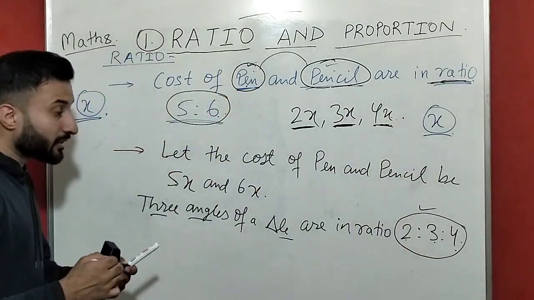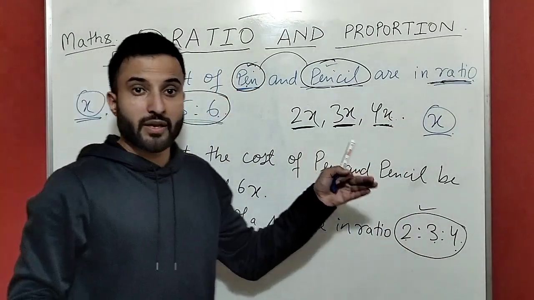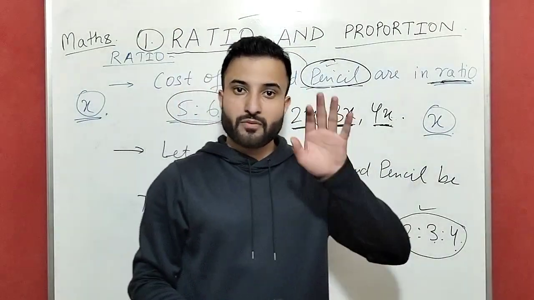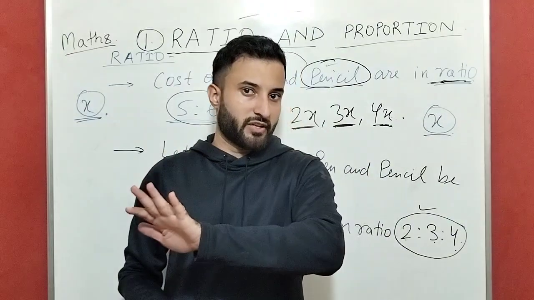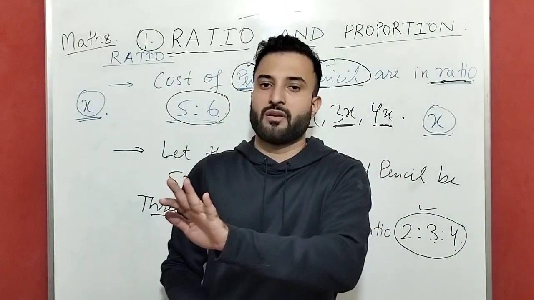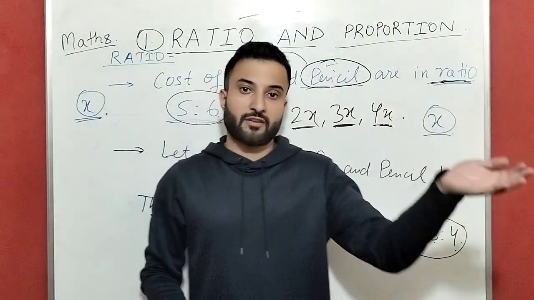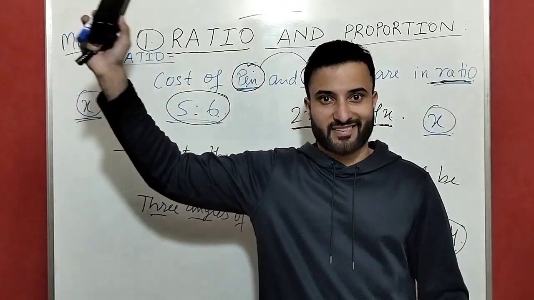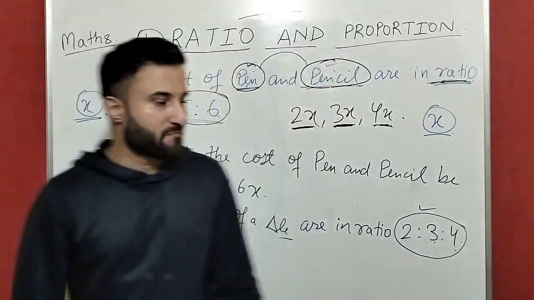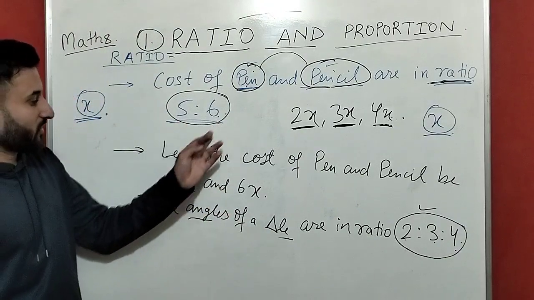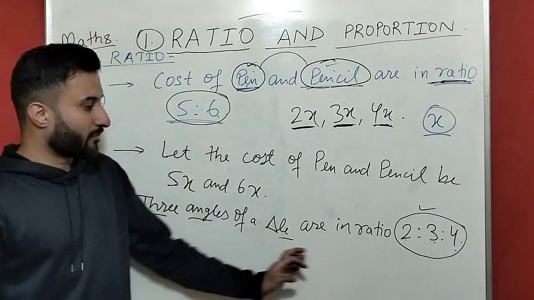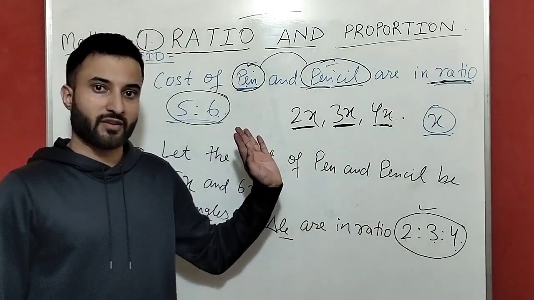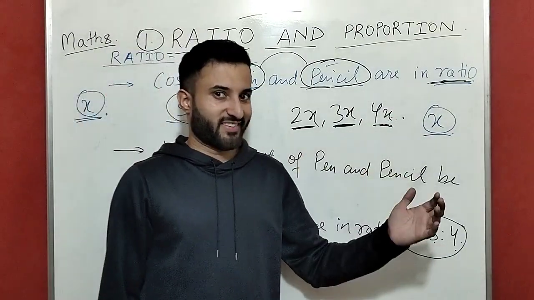Then the very next day I asked the same thing. If the numbers are given in ratio, then how will you express those numbers? Everyone told me, sir, we'll take the x with that. Means 5:6, 5x, 6x. The numbers in the ratio 2:3:4, they told me 2x, 3x, 4x. This is the power of x.